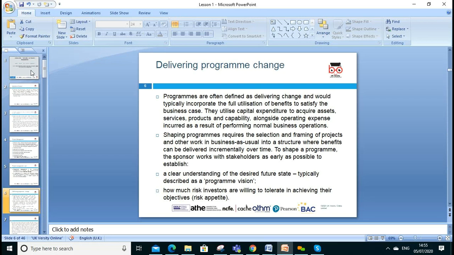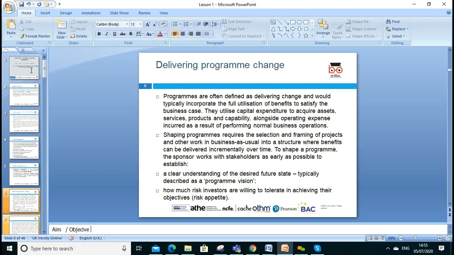To shape the program, the sponsor and stakeholders need a clear understanding of the desired future state: what you really want to achieve, why you are doing it, and why we are taking the activity. Anybody know the difference between aims and objectives? Think about aims and objectives.